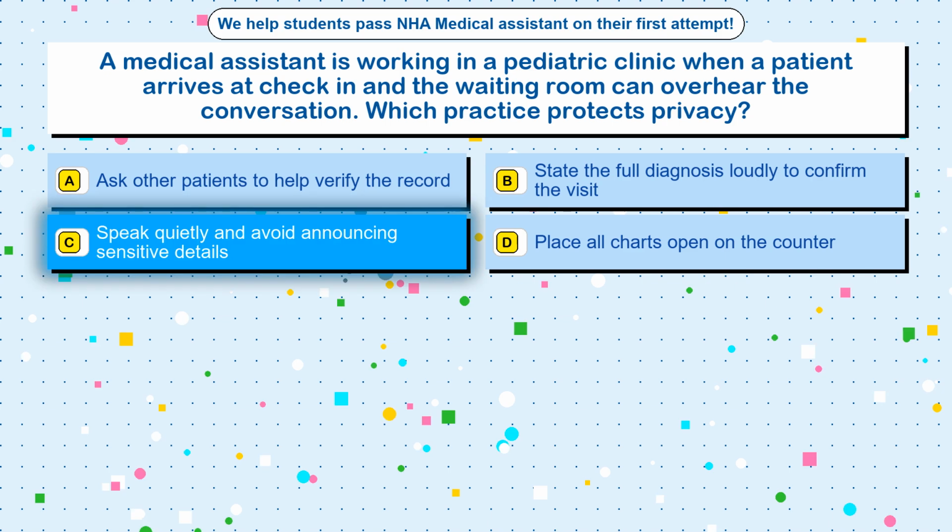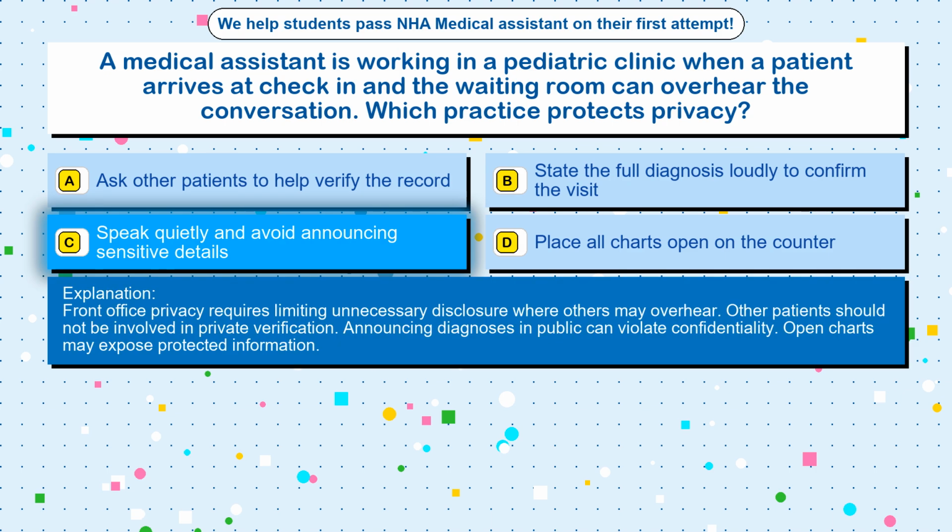The correct answer is option C. Speak quietly and avoid announcing sensitive details. Front office privacy requires limiting unnecessary disclosure where others may overhear. Other patients should not be involved in private verification. Announcing diagnoses in public can violate confidentiality.